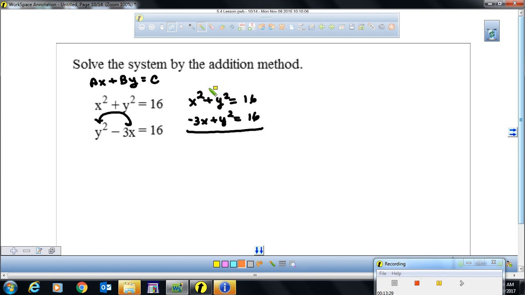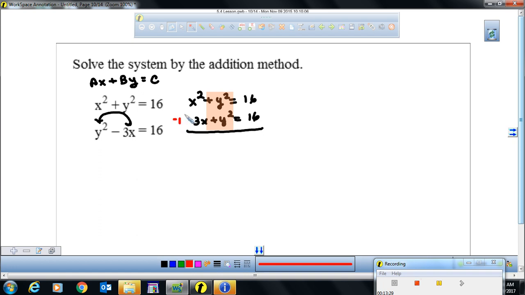Now right here you see that the only ones that have the same powers are the y squares. So those are the only ones that we can eliminate. What is the only thing we need? As you can see, both of them are positive. The only thing is that we need one of them to be negative. How do we do that? By multiplying either the top or the bottom by a negative 1.